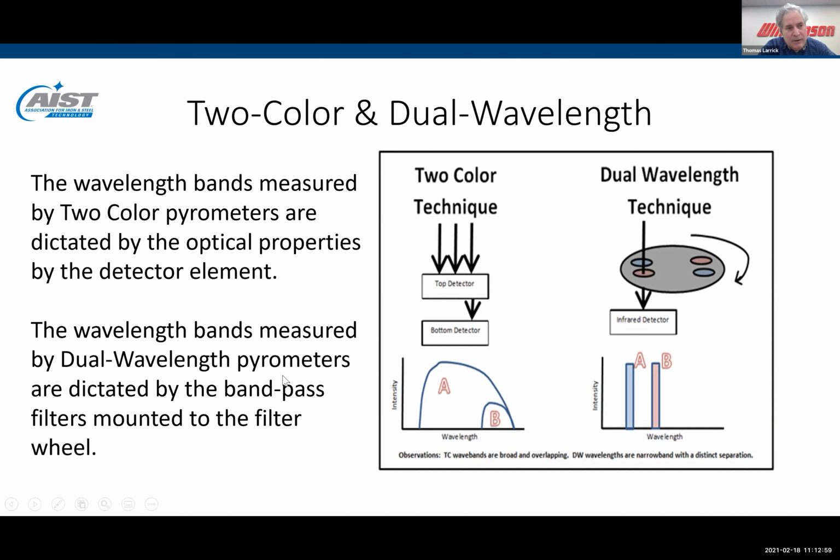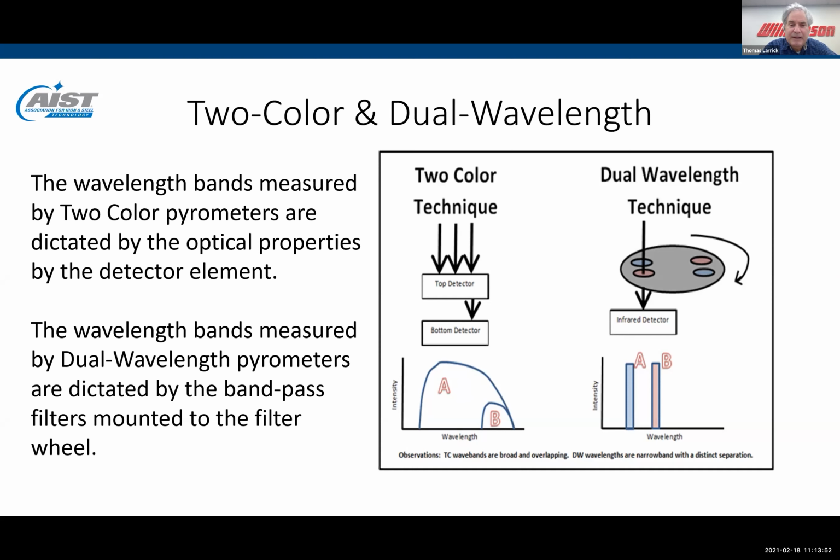So the difference between a two-color pyrometer and a dual wavelength pyrometer is the technique that is used to divide the measured infrared energy into two separate wavelength bands. A two-color pyrometer uses a two-color detector. It's a two-element detector type where there's a top detector element and a bottom detector element. And that top detector element is sensitive to infrared energy over one wavelength band, but it's also partially transparent, allowing infrared energy of a different wavelength band to pass through. And so it's the optical properties of the infrared detector that dictate the wavelengths of measurement.